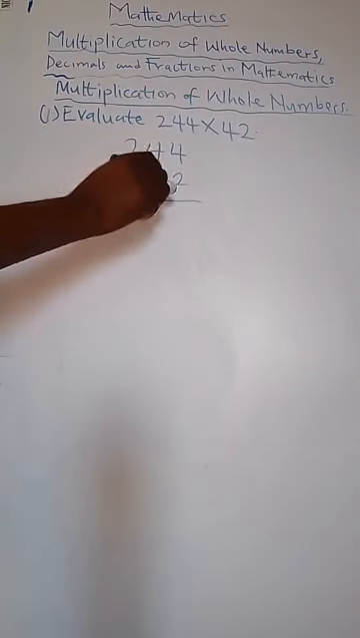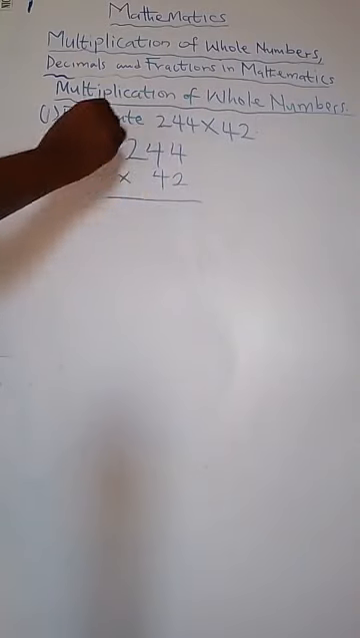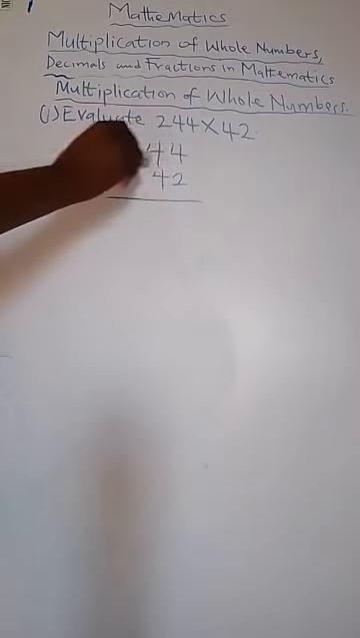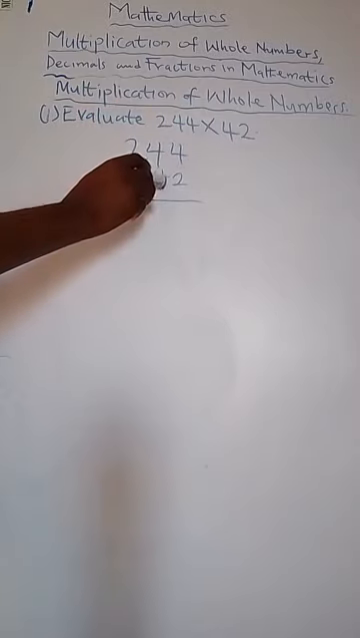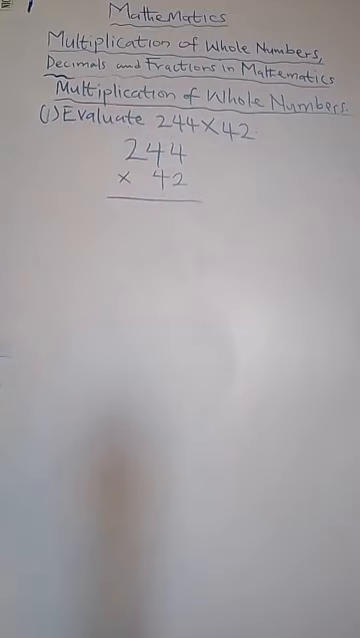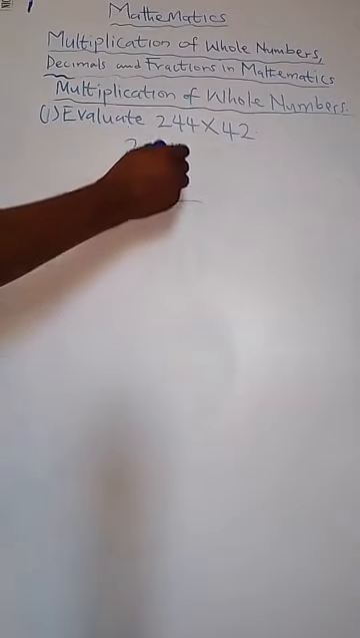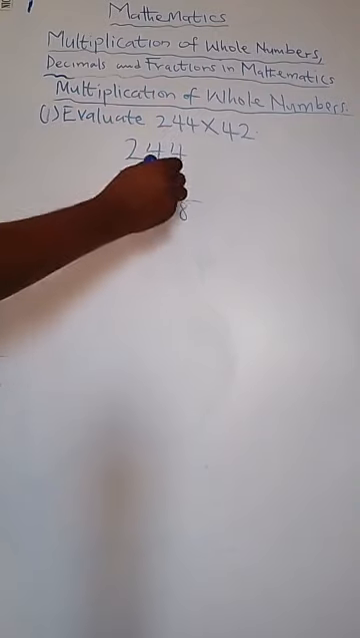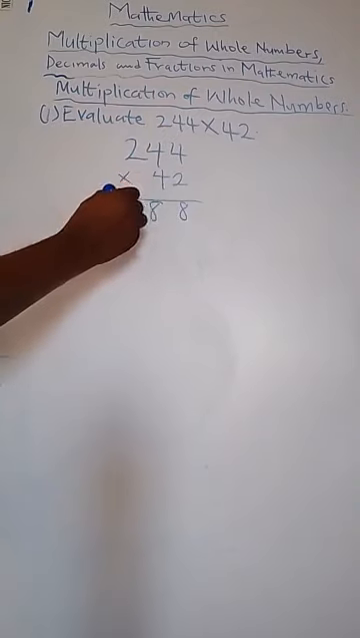And to do it step by step, the first thing we do is to use 2 to multiply the 244 on top. And use this 4 again to multiply it again. Then add everything together at the end of the day. So let's start. 2 times 4, 8. 2 times 4, 8. 2 times 2, 4.